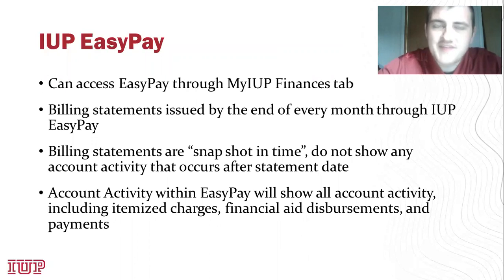IUP EasyPay, that's where the student can access all billing statements through the Finances tab. We issue the billing statements the end of every month through my IUP EasyPay portal. Billing statements are a snapshot in time, they're static. So if you're looking for account activity that has occurred after the statement date, you can view that under the account activity tab in my IUP. The account activity tab within EasyPay will show account activity, itemized charges, financial aid disbursements, and payments.